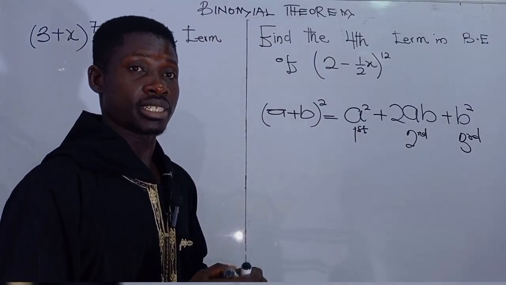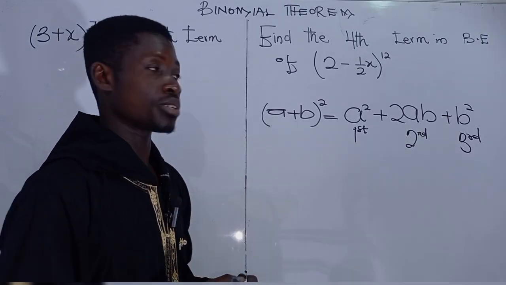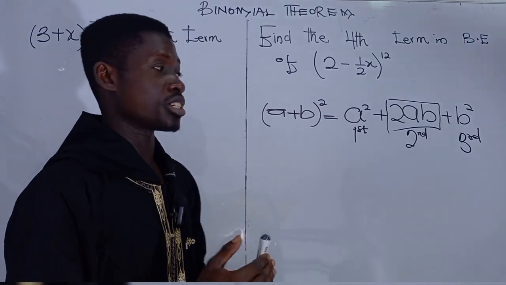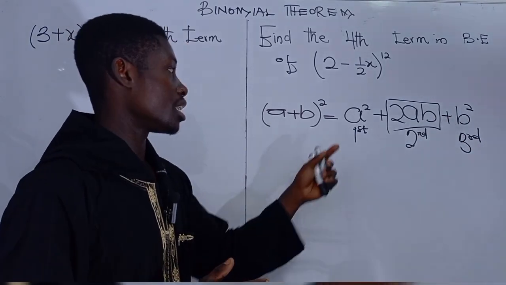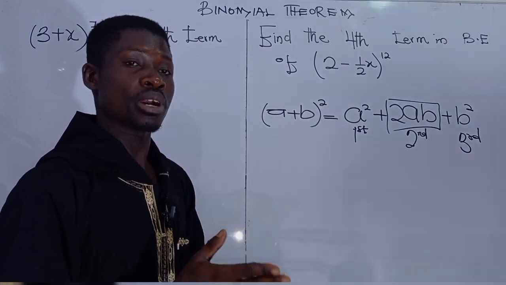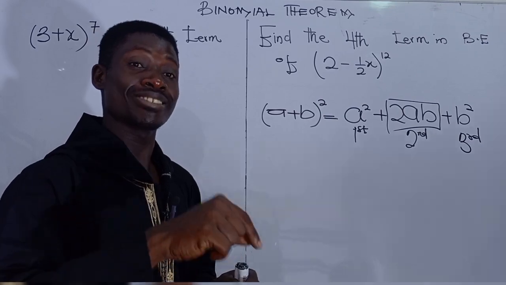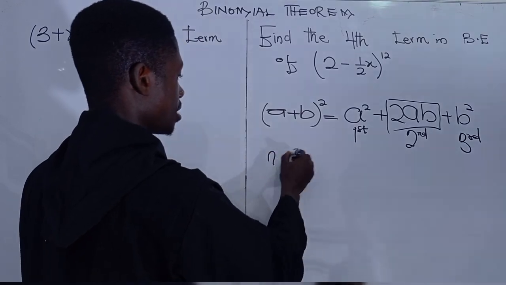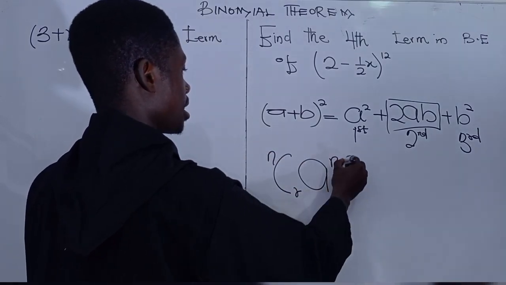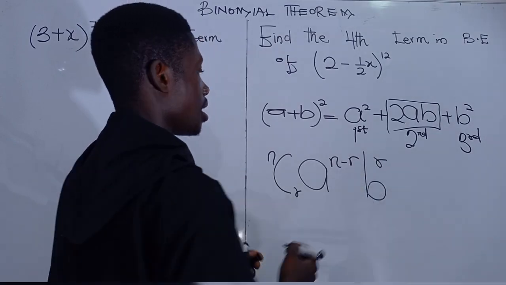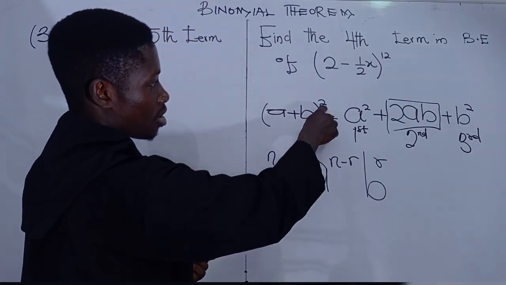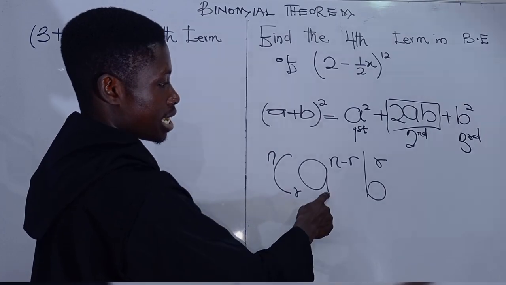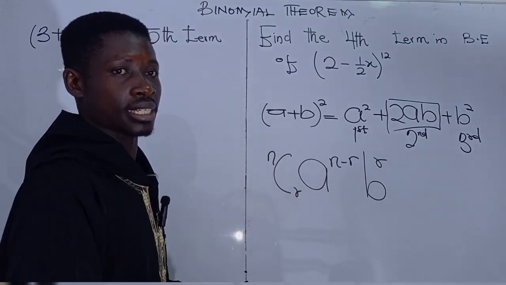So if we are interested in finding the second term from this binomial expansion, then we don't have to go through the stress of expanding the whole of this binomial expression with a power of 2. In that case, we are going to make use of the formula for finding the general term of a binomial expression. And that formula is given as n combination r, a raised to the power n minus r, b raised to the power r, where n is the power of the binomial expression, r is related to the term that we are interested in, a is the first term, and b is the second term.